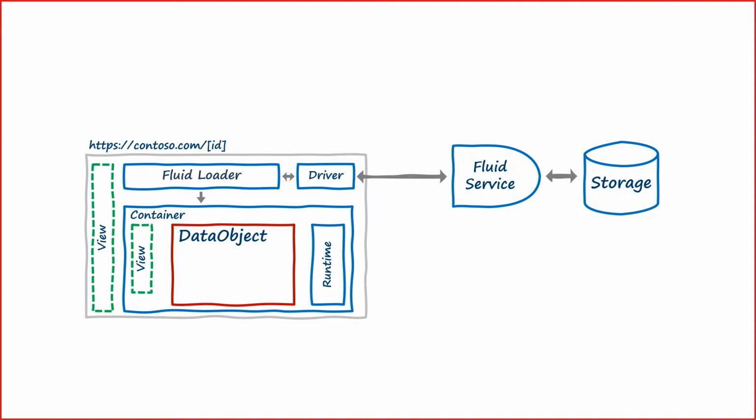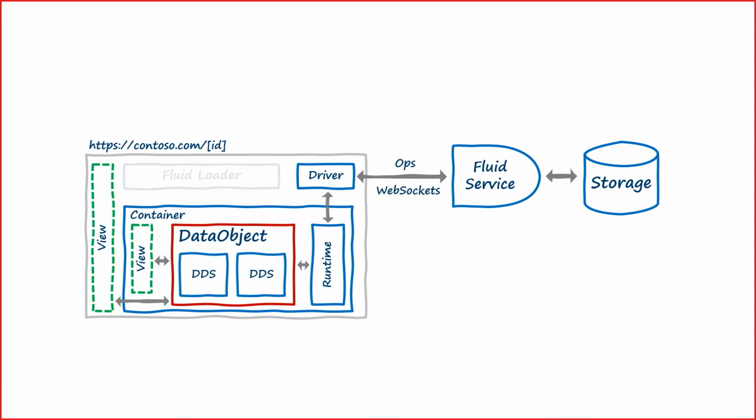In this case, the code was loaded as part of the application, and it was then instantiated from a factory. But the loader could also go to a CDN to fetch the component code and load it here. And so you can see that it's loaded something called a container, which is effectively the wrapper for the Fluid application. And you can see the data object that we talked about before, and there's a couple of views.